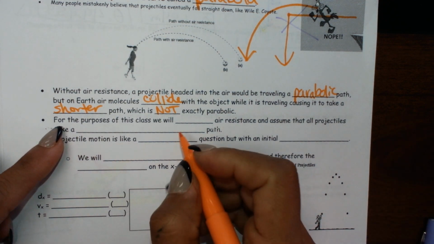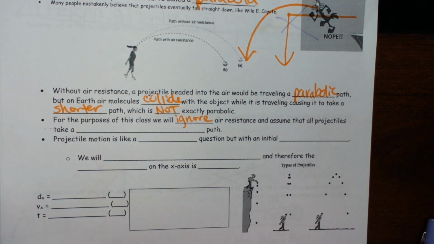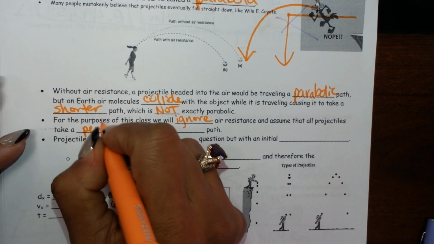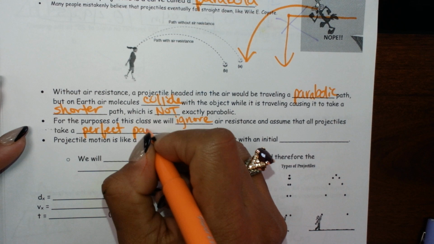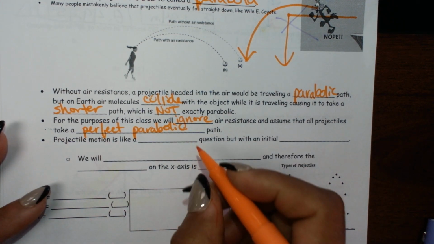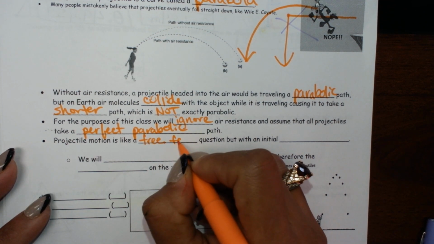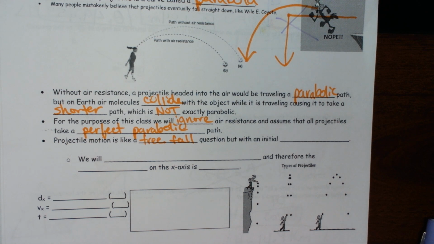It says here, for the purpose of this class, remember, we're going to ignore all air resistance and assume that all projectiles take a perfect parabolic path. Projectile motion, listen to this part, is like a free fall question. We've already done free fall questions. Those are kinematics. I have my object before it falls. Look, it's about to fall.